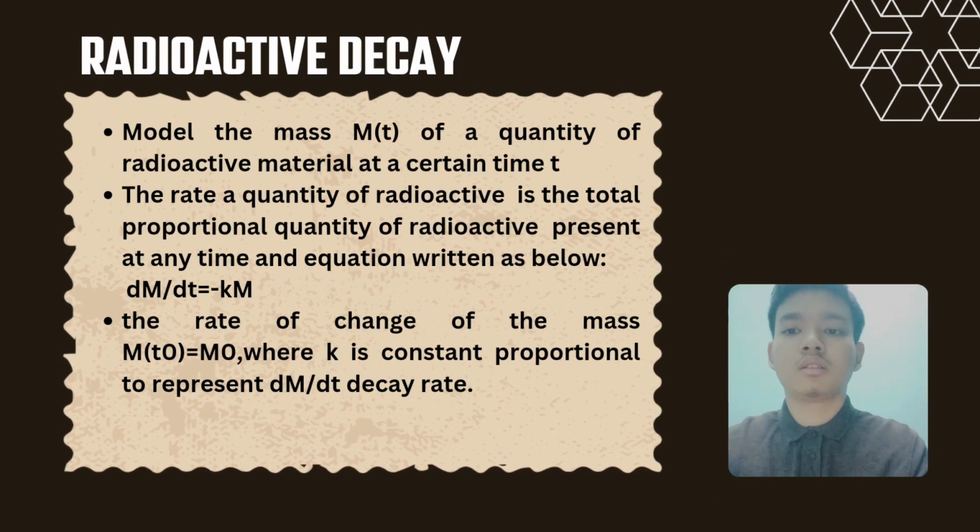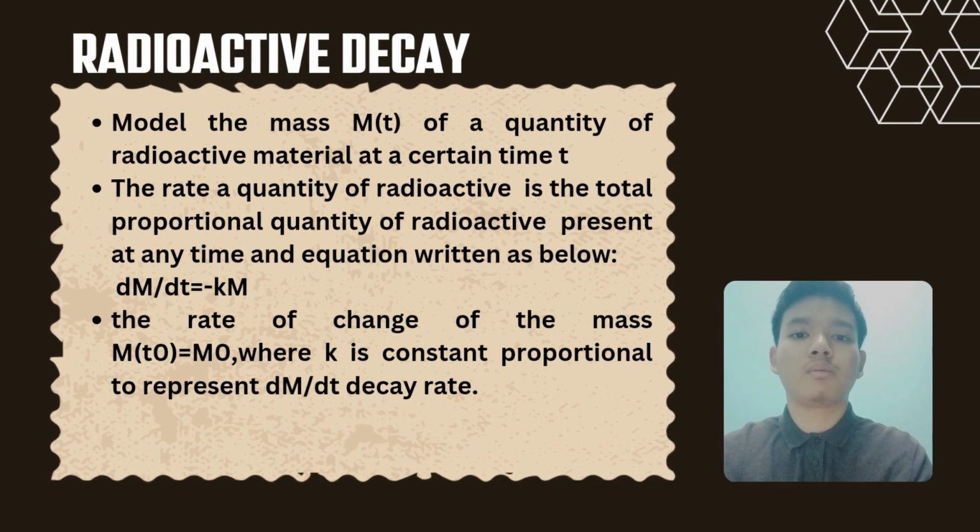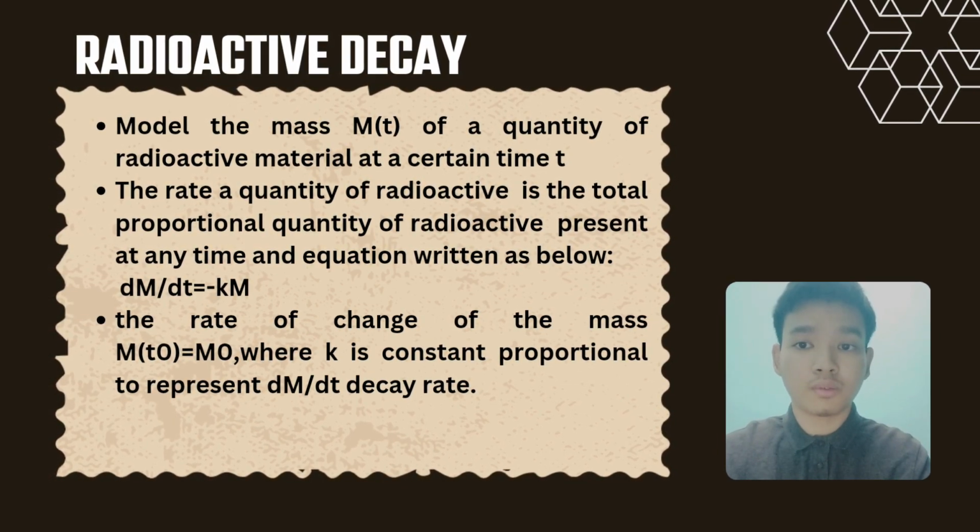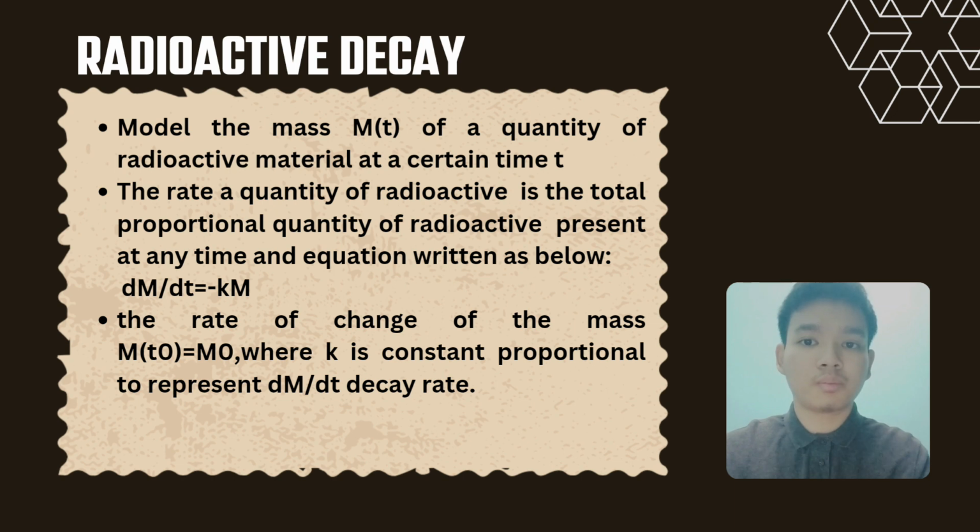Next, the model of mass M(t), the quantity of the radioactive material at a certain time t. The rate of decay of the radioactive quantity is proportional to the quantity of radioactive material present at any time. And the equation right below, the rate of change of the mass dM/dt equals negative kM, with M(0) equal to M0, where k is a constant of proportionality representing the decay rate.